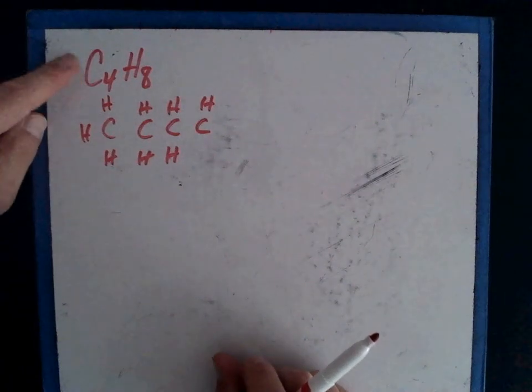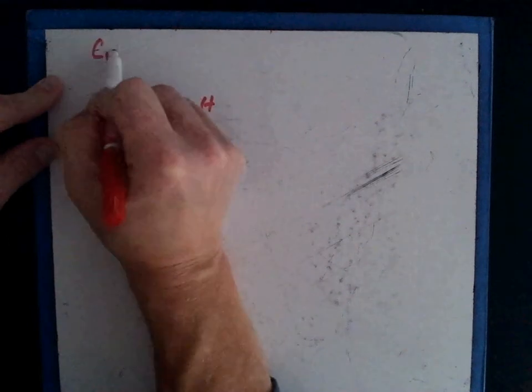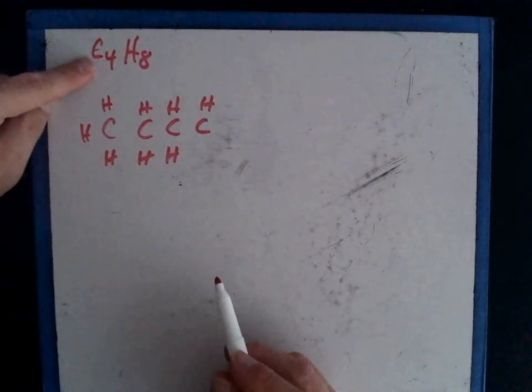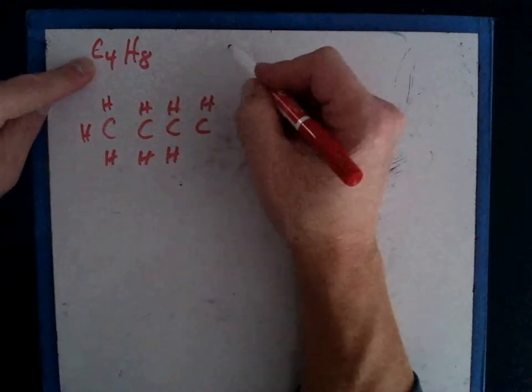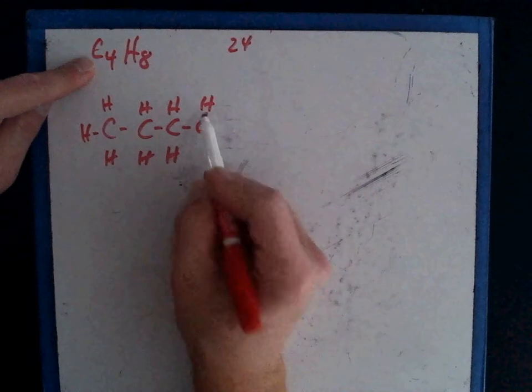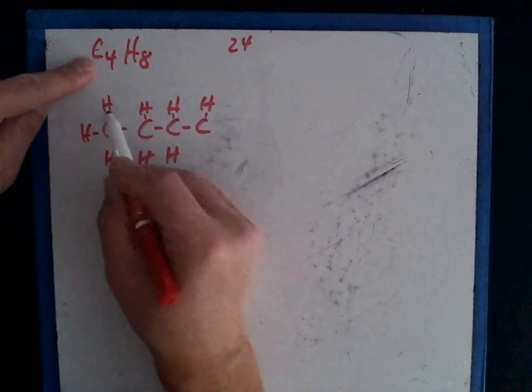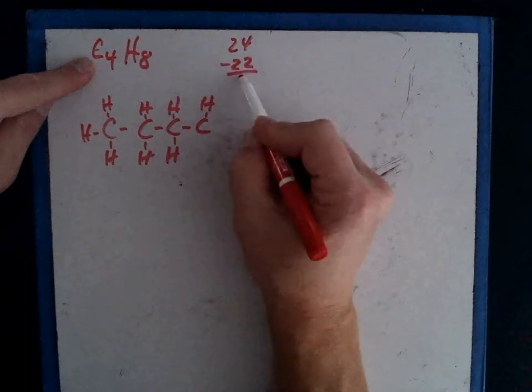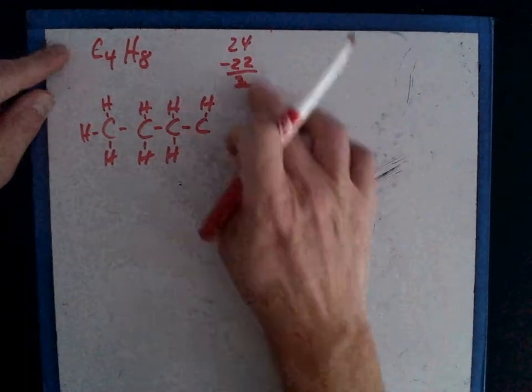Total valence. Each carbon has 4 valence, and I got that too close, so I'm going to move that up a little bit. C4H8. Each carbon has 4 valence. 4 times 4 is 16, and each hydrogen is 1. 16 and 8 is 24. Attach 2, 4, 6, 8, 10, 12, 14, 16, 18, 20, 22. I have 2 leftovers. Okay?